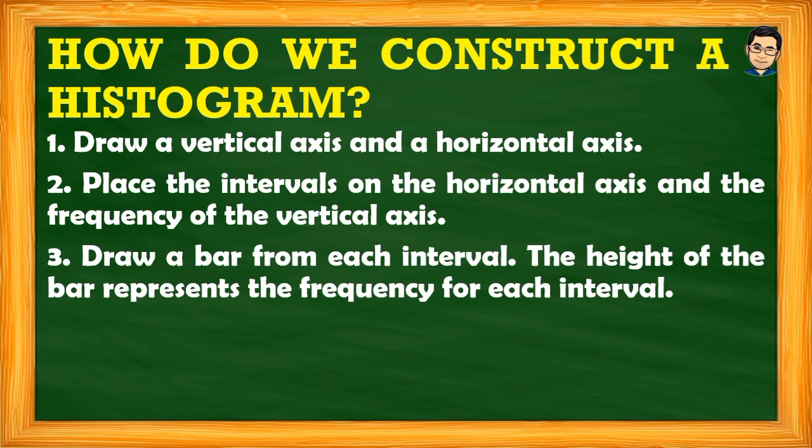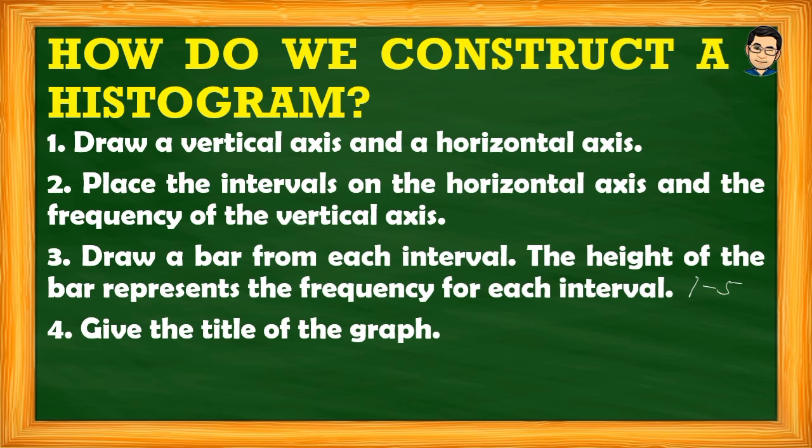Next, after nating i-place yung intervals and then yung frequency dun sa dalawang axis, so we will draw a bar from each interval. So the height of the bar represents the frequency for each interval. Like for example, 1 to 5, halimbawa score yan, di ba? So, yung height nung bar na i-draw natin doon, syempre, depende doon sa frequency nung interval na yon. Like for example, kung score nga yung 1 to 5, kung 10 ang nakakuha ng score between 1 to 5, syempre yung frequency kailangan nakatapat doon sa 10 kasi 10 ang nag-fall doon sa interval na yon.